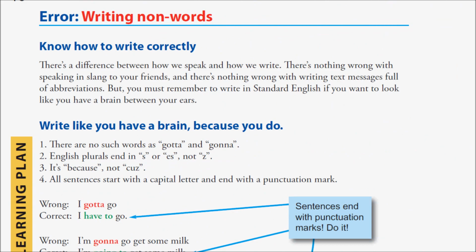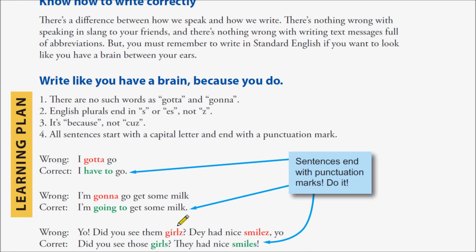Okay. The media, which means television and newspapers, they really, really dumb things down for young people. They dumb things down, and they write words that are non-words, like gotta, gonna, and they do things like cuz, and they write girls with a Z and smiles with a Z and all this other garbage. There is no such word as gotta. There's no such word as gonna.